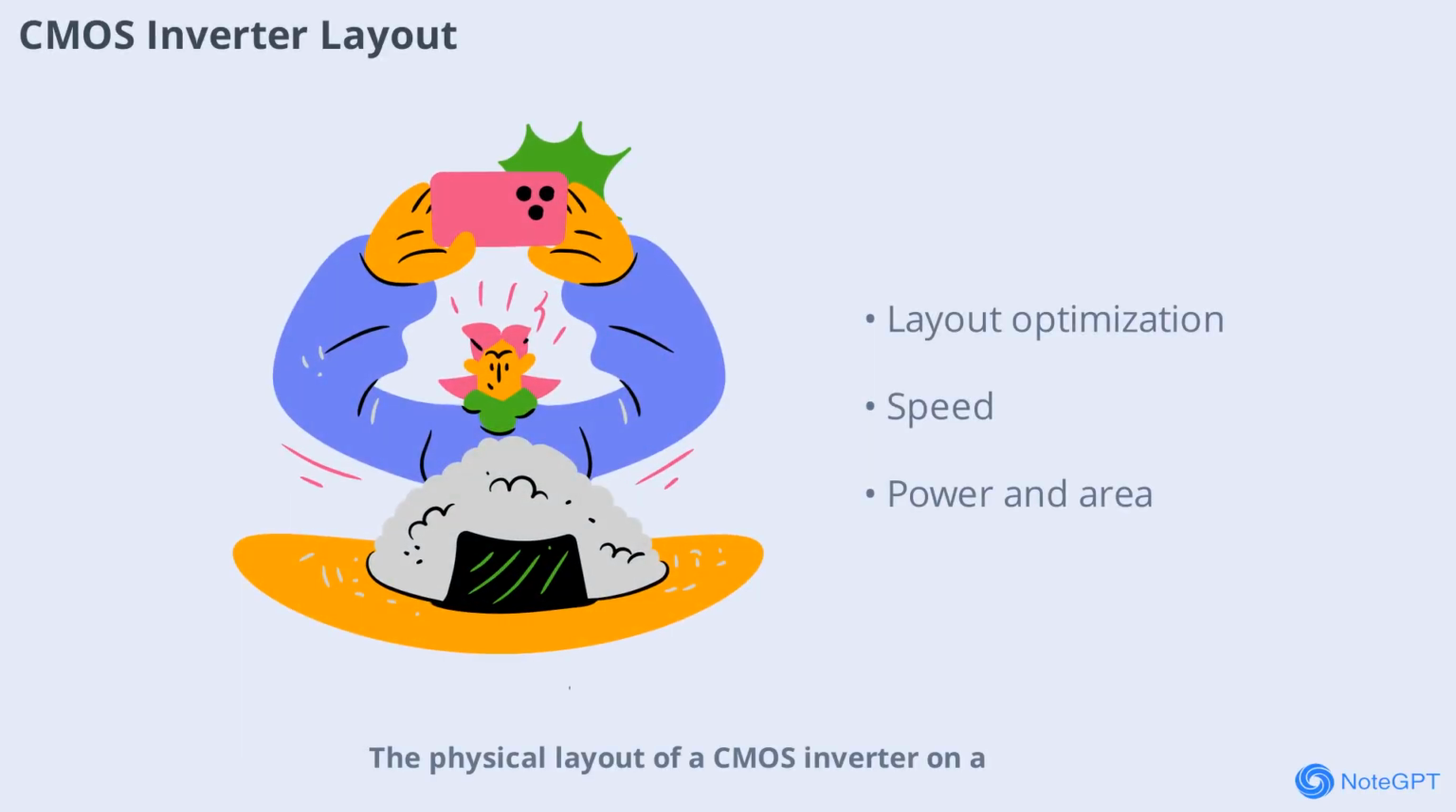Physical layout of a CMOS inverter on a chip involves careful placement of the P-type and N-type MOSFETs. Designers must optimize the layout for speed, power, and area. This process is crucial for achieving high performance in integrated circuits. We'll explore how layout decisions impact the inverter's characteristics and overall chip design.